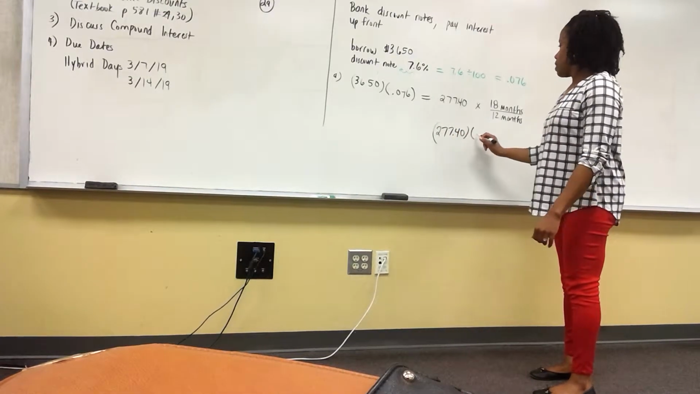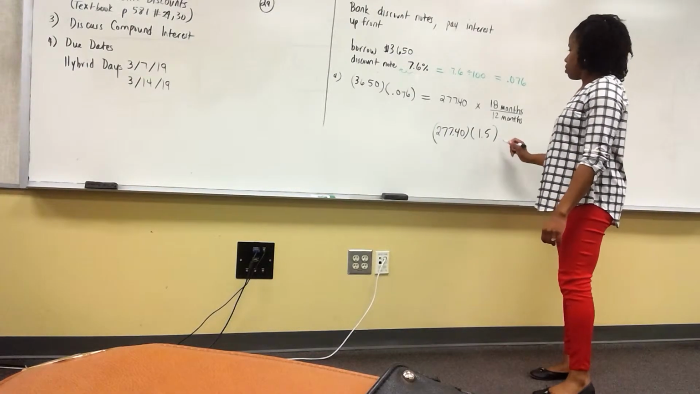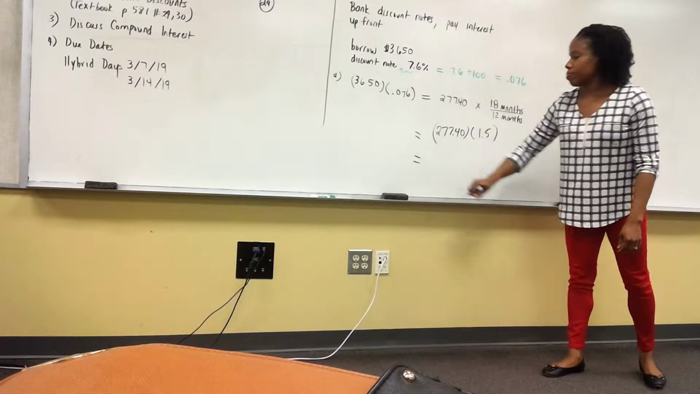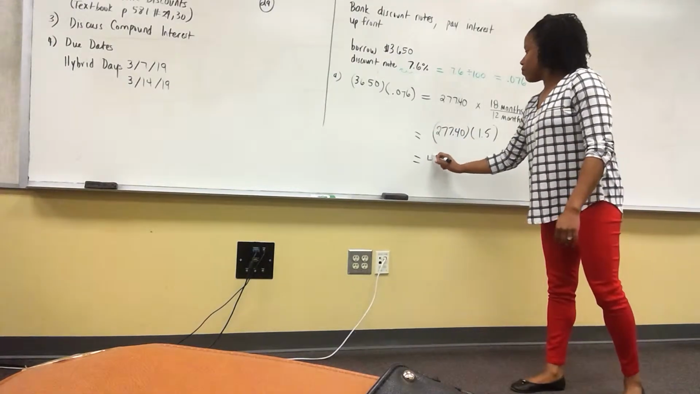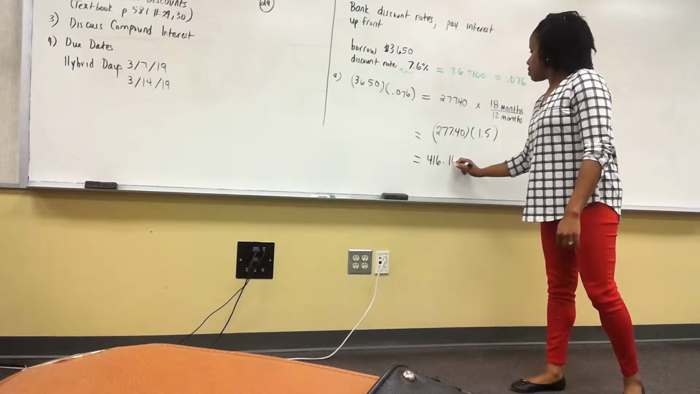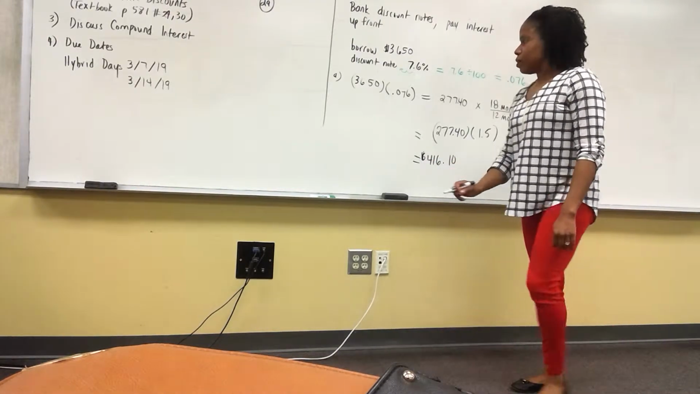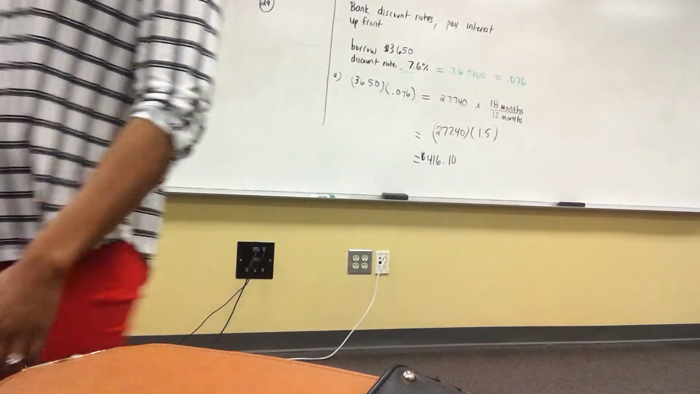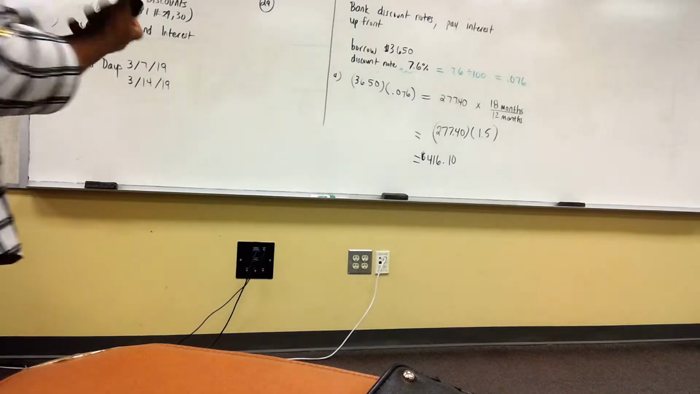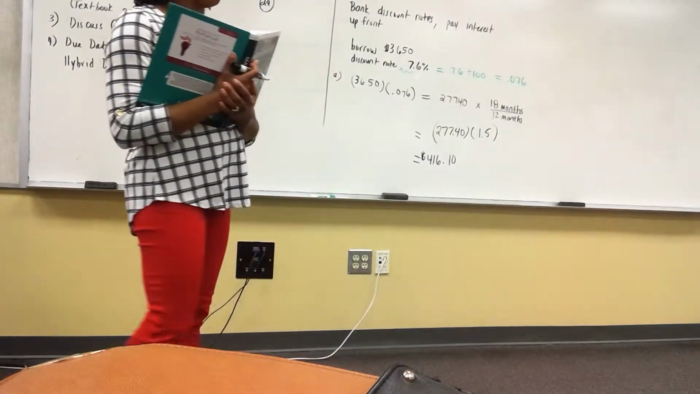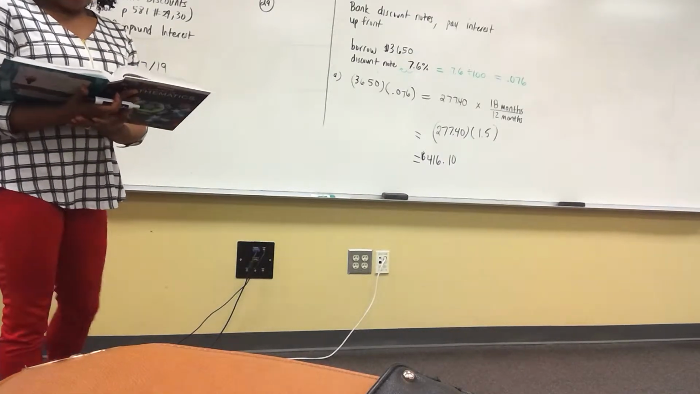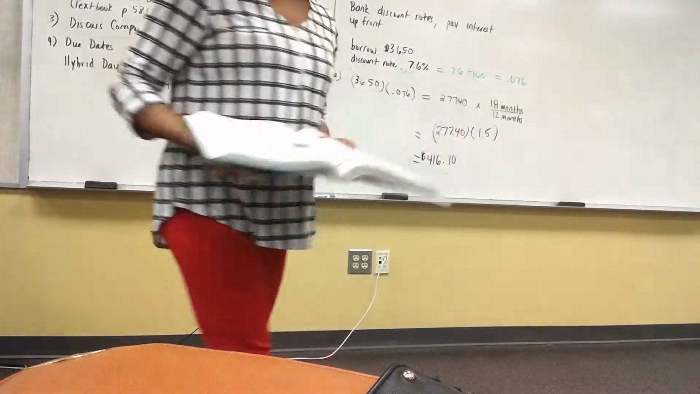So $277.40 times 1.5 is $416.10. So that's the amount of money that Julie has to pay up front to even borrow the money from the bank. Questions?